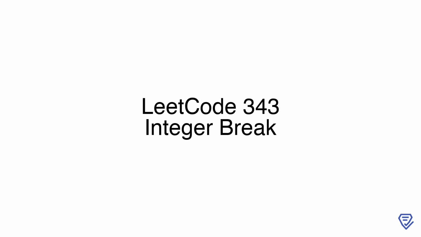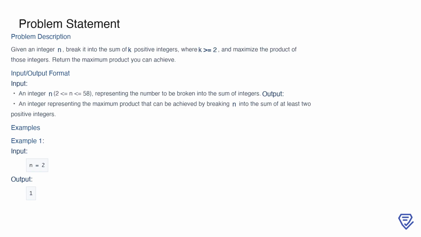Let's dive in. In this problem, you're given an integer n, and the goal is to break it into the sum of k positive integers, where k is at least 2. The objective is to maximize the product of these integers and then return the maximum product you can achieve. For example, if n is 2, the only way to split it into two positive integers is 1 plus 1, which gives a product of 1.